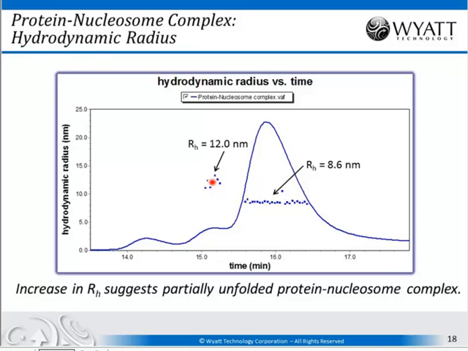As you may know, size exclusion separates based on volume, not based on mass. And so a larger volume, but the same mass, will have an earlier elution time, which is what we see right here.